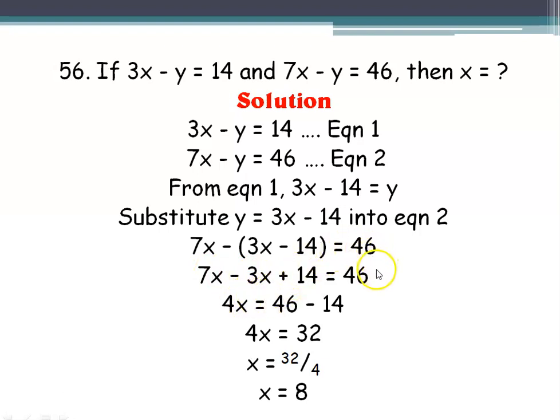Move to this side, it becomes minus 14. 46 minus 14 is 32. So 4x is equals to 32. And then I divide both sides by 4. 4x divided by 4, 4 cancel 4. I'll be left with x. Then 32 divided by 4 is 8. So my x is 8. Is that clear? Good.